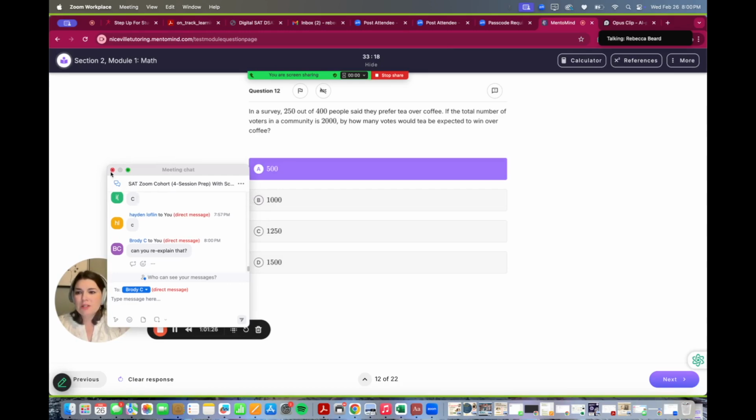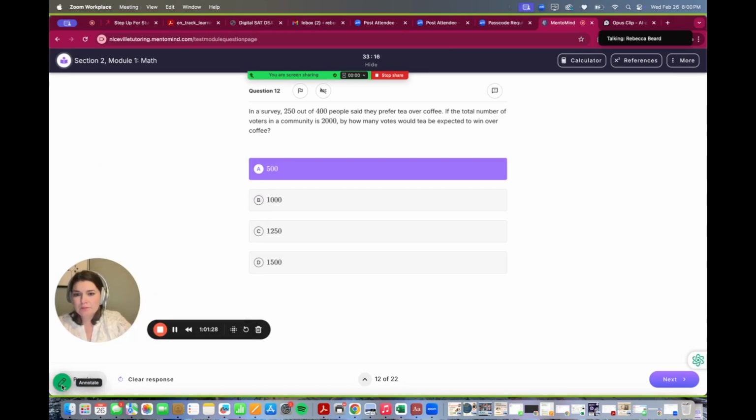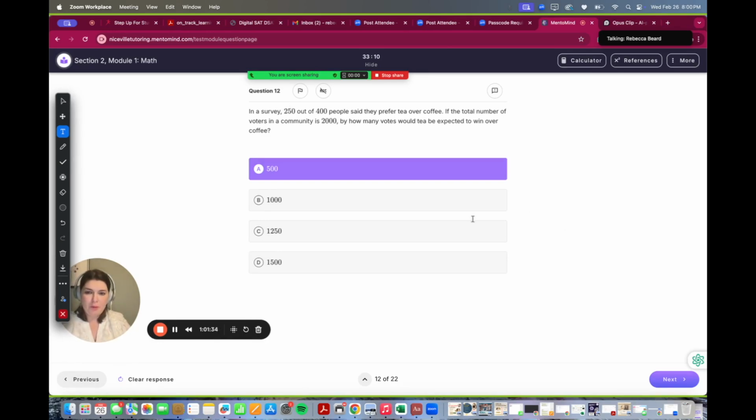So your first temptation on this is to find the percentage of people and then apply it to 2000. So when I take my handy calculator, I go 250 divided by 400. That's about 62.5%. Then I go times 2000. And then I'm like, okay, 1250. I got it. I'm a winner. I'm going to get a perfect score on the SAT.